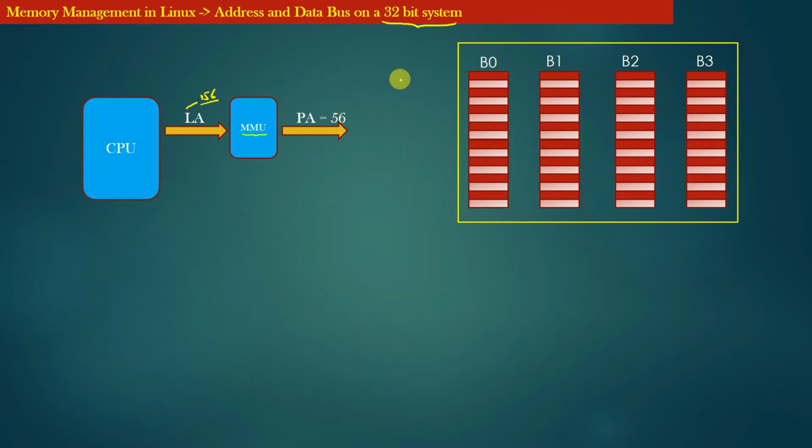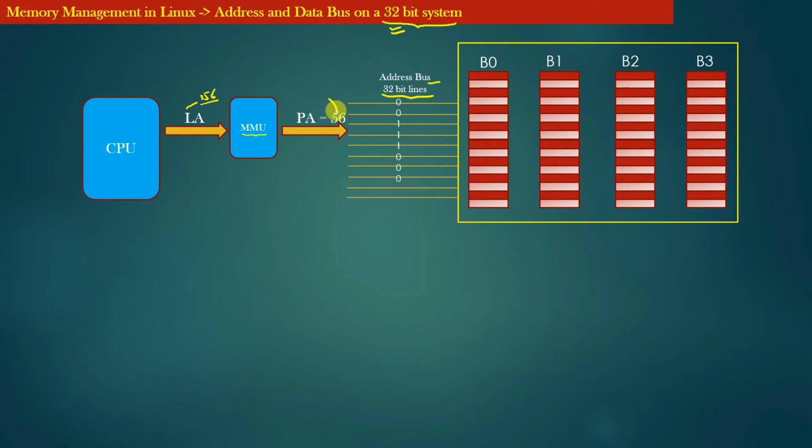Now, there is an address bus between MMU and physical memory. This address bus connects the MMU and physical memory using 32 metallic wires. Why are there 32 metallic wires? Because we are discussing computer architecture for 32-bit systems, right? So for a 32-bit system, the address bus will have 32-bit lines or 32 metallic wires.